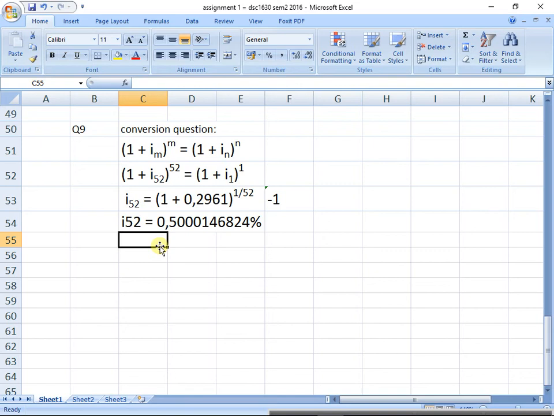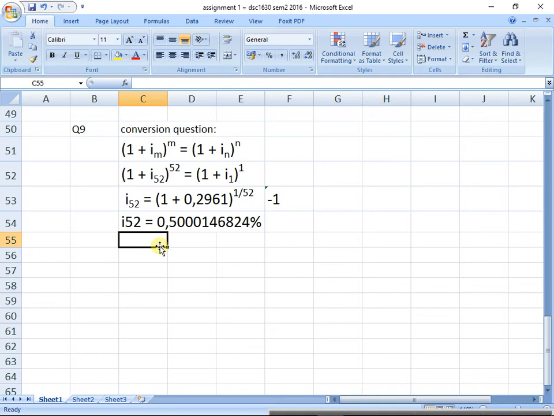Okay. So brackets, 1 plus 0.2961, close bracket. Put the power button. Open a bracket, 1 divide by 52, close that bracket. That's for the exponent. And then minus 1, equals. Now times that answer by 100 to get a percent.